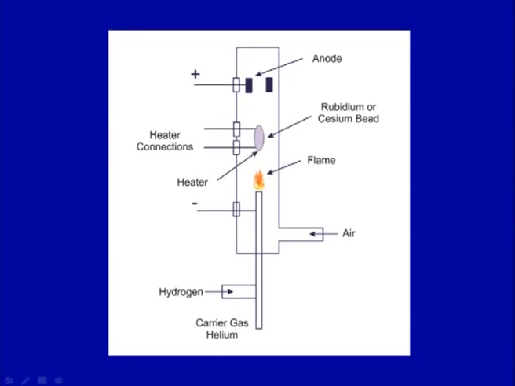So, here there is a simple schematic. It is like an FID only, there is a flame, which is a cooler flame. Like I said, there are heater connections, there is a rubidium or cesium bead here, and an anode, which is the collector here. As the analytes are ionized here, mostly nitrogen and phosphorus compounds, the signal could be recorded in here.